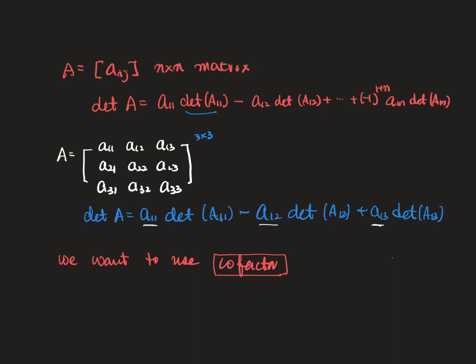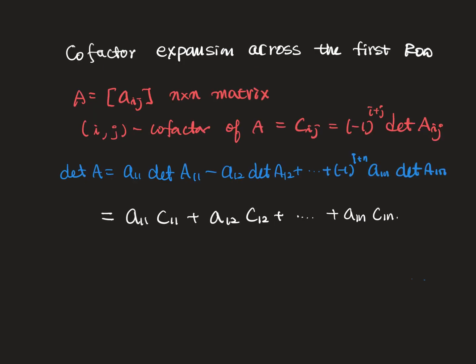This looks a little messy, with positive, negative, positive, negative. So we're going to clean up this definition by using the cofactor. What is a cofactor? When you are given the matrix, the definition of cofactor ij is Cij equals negative 1 to the i plus j, times determinant Aij.